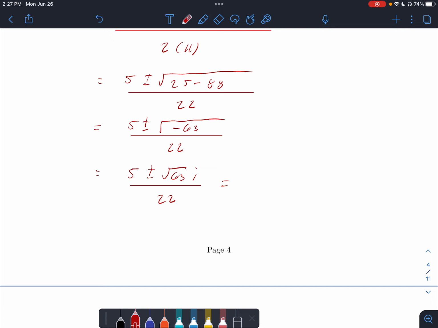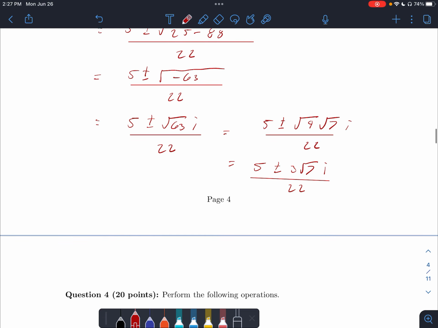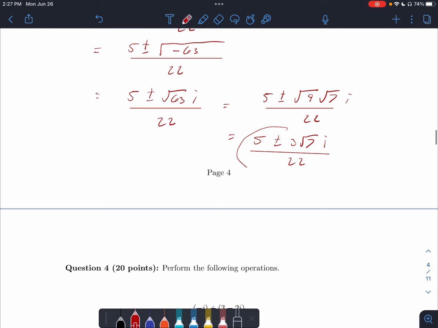Or we can write this as two separate numbers if you want. Either way is fine. So this is fine. We can leave it here if you'd like. Or I think you could simplify it if you'd like. We could think of this as 9 and 7, I think. Yeah, so we could do this as 5 plus or minus the square root of 9, square root of 7, all over 22 times i, which is 5 plus or minus 3 root 7 times i over 22. That would be a solution as well. So there we go.